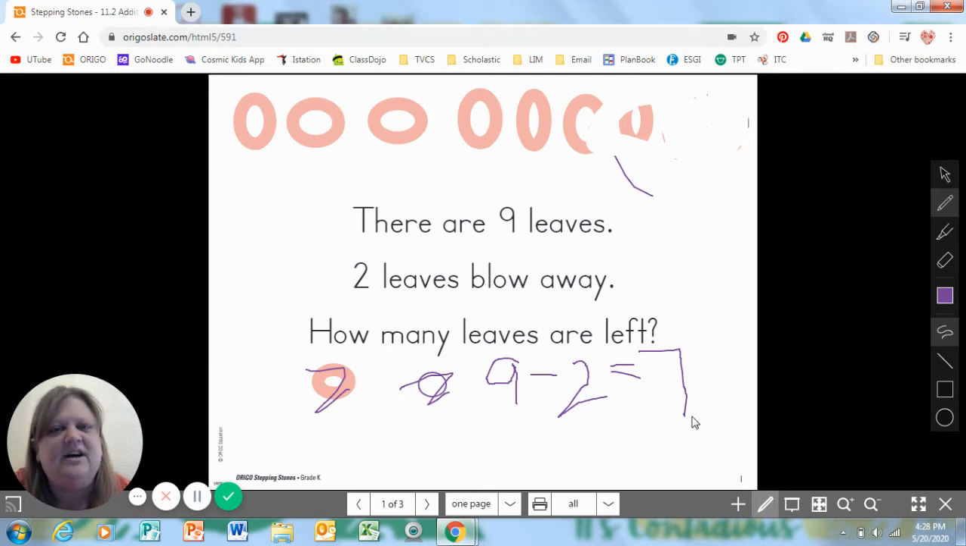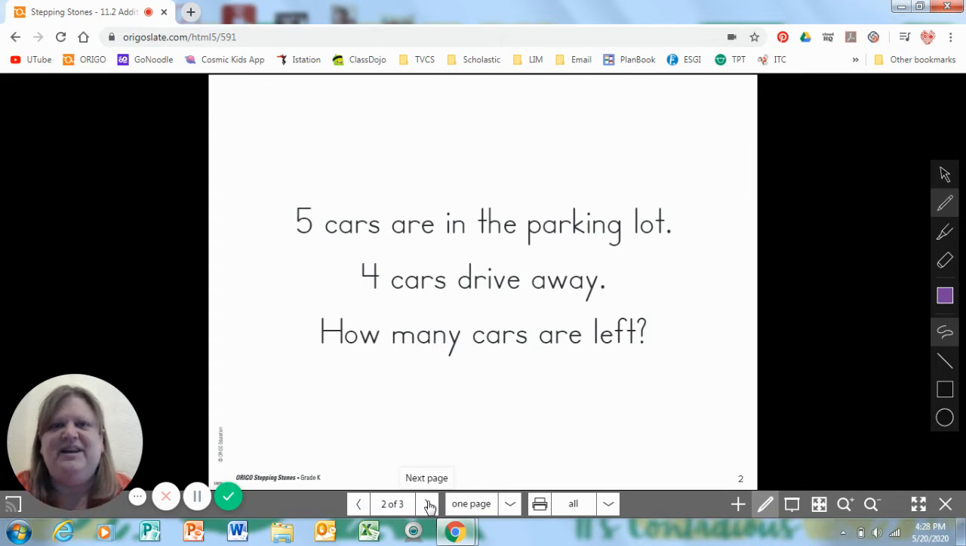Very good. We could also say subtract. 9 subtract 2 equals 7. Or we could say minus. 9 minus 2 equals 7. It all means the same thing. Great job. All right, let's go to the next math story.